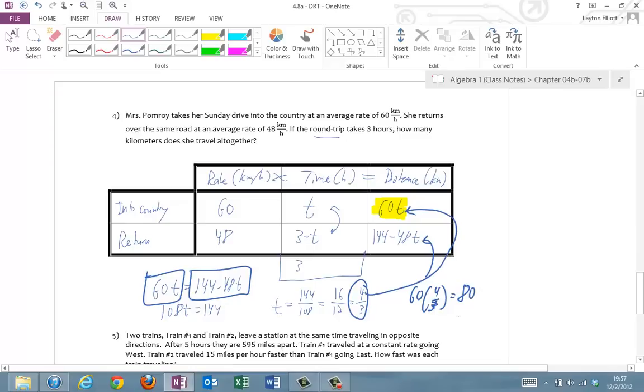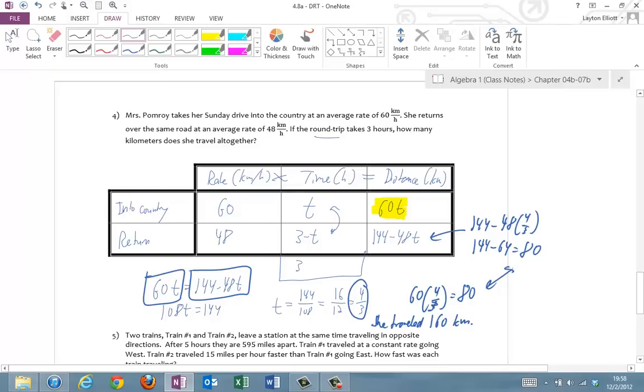So we have 80 for a single trip, double 80, and she traveled 160 kilometers. Again, I should be able to take that and plug it into here too. Do 144 minus 48 times 4/3. 48 divided by 3 is 16, and 16 times 4 is 64, so it's 144 minus 64, which is 80. So again, those two matched, which they should. Just double them and you get the 160, which is the total trip.